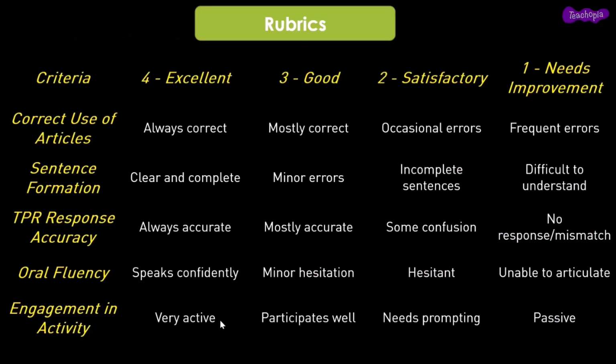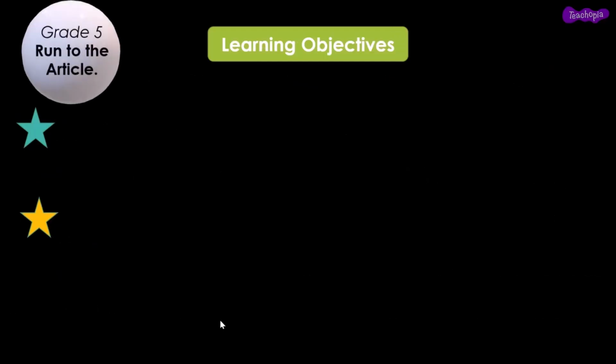To assess learners, we can use these particular rubrics. The criteria that we will be assessing them on are the correct use of articles, sentence formation, TPR response and accuracy, oral fluency, and engagement in the activity. Let's move on to grade 5, run to the article.